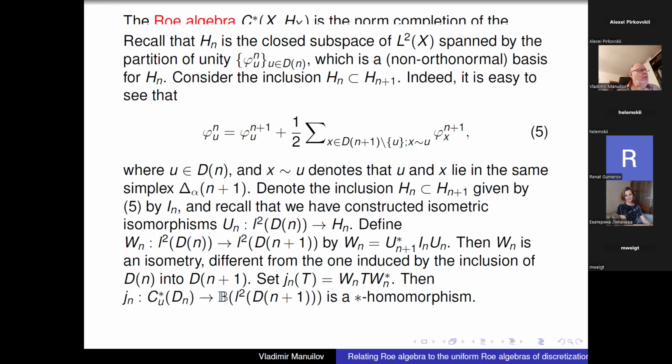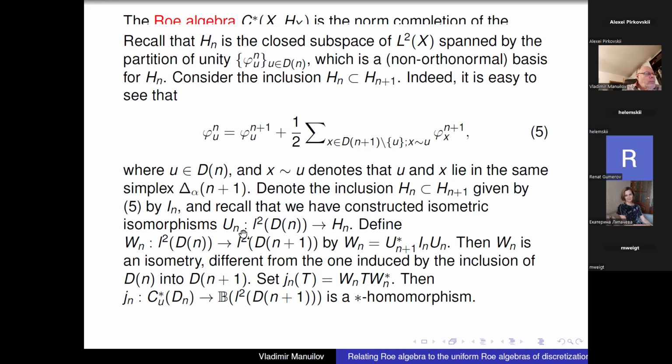can be written as the corresponding function of the partition of unity with the number n plus 1, plus some functions of the same partition of unity centered at nearby vertices. So x should be nearby this u, and this linear combination gives the function phi_u with the number n. So we take the sum over all x which lie in the same simplex. And this formula number 5 determines an inclusion of H_n into H_{n+1}.